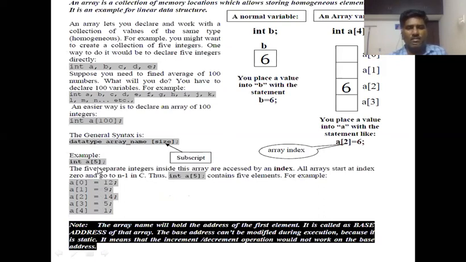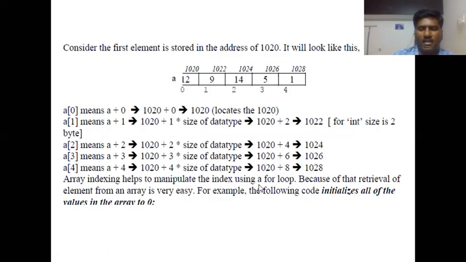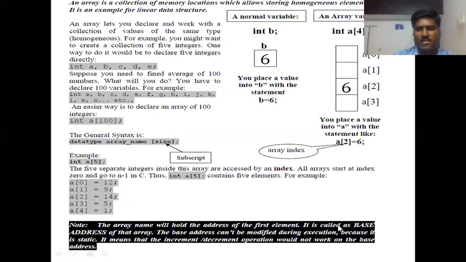Suppose 5 is the length of the array. So that is the size of the array. Next, note that the array name will hold the address of the first element. We already said the array name is A. A is nothing but the first location of the array stored in the memory location. It is called the base address of the array.